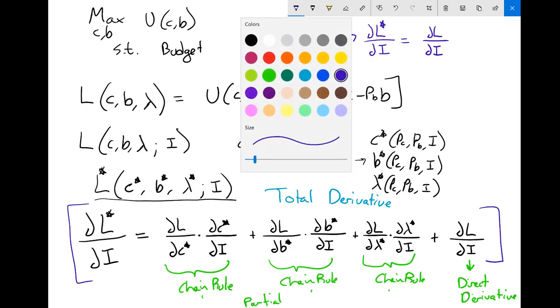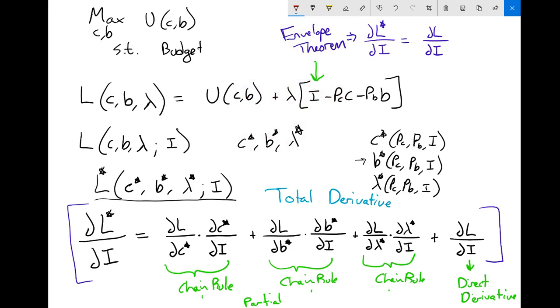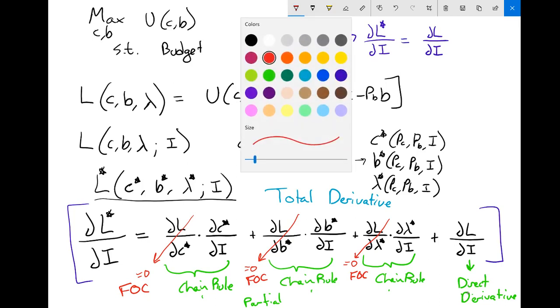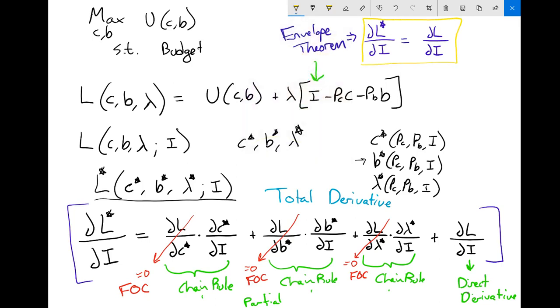And why is that? Well, it's because at the optimal, the derivative of L with respect to C is equal to 0. The derivative of L with respect to B is equal to 0 at the optimal. The derivative of L with respect to lambda star at the optimal is equal to 0. This is because these are first order conditions from the optimization. And so those are all equal to 0, which means that we can use just the direct derivative.